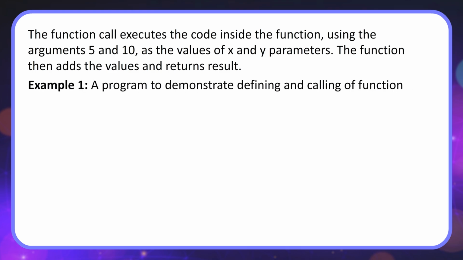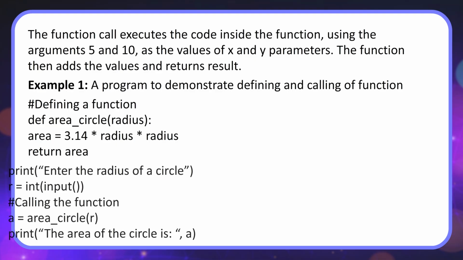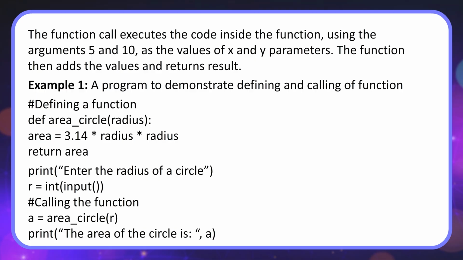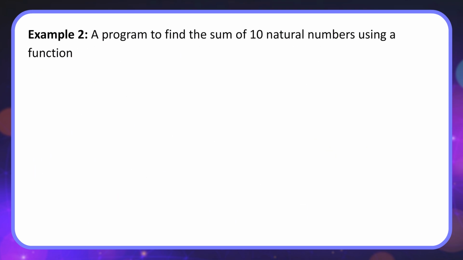Example 1. A program to demonstrate defining and calling a function. Defining a function. def area_circle(radius): area = 3.14 * radius * radius; return area. print("Enter the radius of a circle"). r = int(input()). Calling the function. a = area_circle(r). print("The area of the circle is", a). Output of example 1. Example 2.